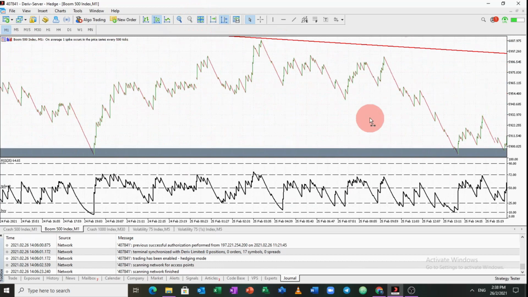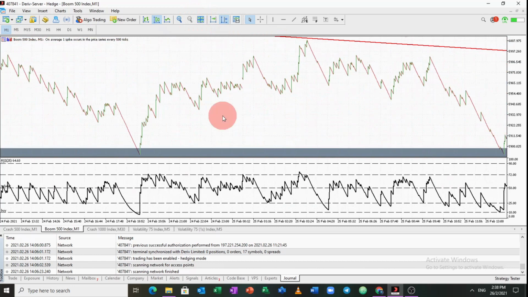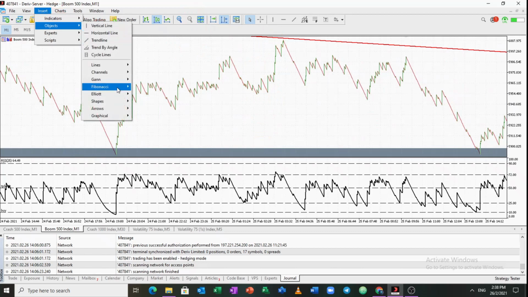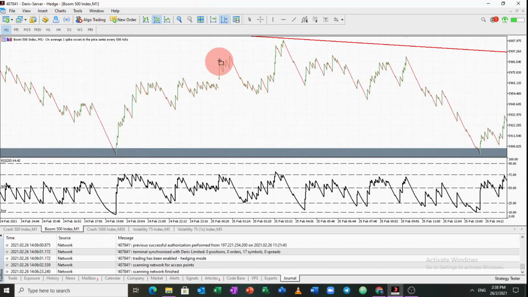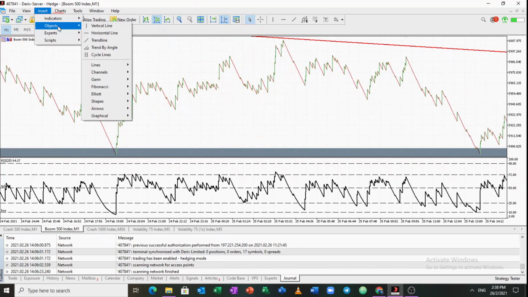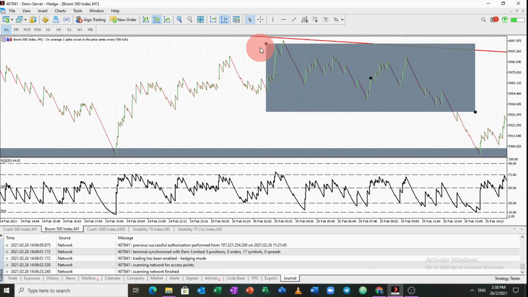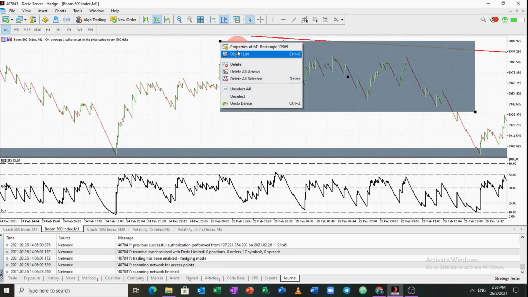So our example, okay, I want to focus on this area. Let us mark it so that it will be very easy for you guys to see. Right, so this is the area that I want to focus on. So let us quickly move.